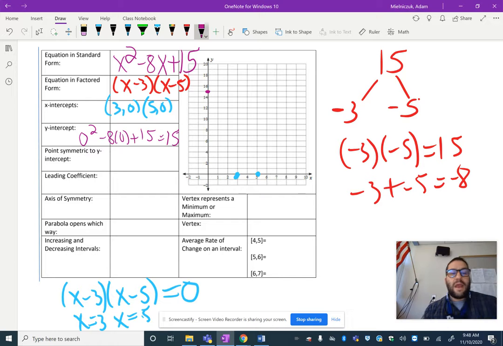All right. Now, the point symmetric to the y-intercept. Well, we have to think about this. How would we know that unless we know where our axis of symmetry is? I think our axis of symmetry we can see is right here. If I draw this line all the way up, how many units away is it? It's 1, 2, 3, 4. So 1, 2, 3, 4 puts me at the point (8, 15).